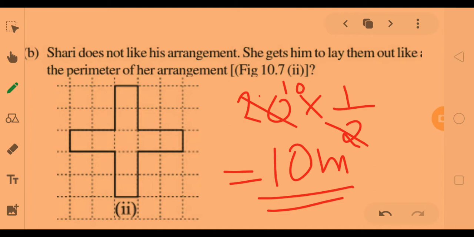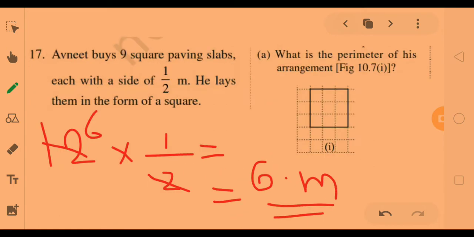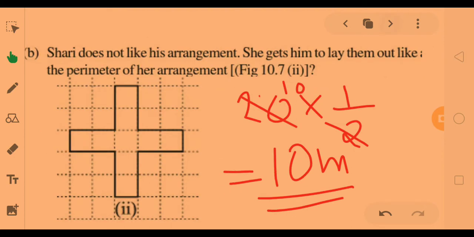If a figure is given in a square sheet, in square form, we will count the number of edges. So in this problem, it is given that the side measure is half meter. So each side we count as half. For the first arrangement in this square, there were 12 edges, each measuring half meter. So we get the perimeter to be 6 meter. In the second arrangement, the cross-like arrangement, there were 20 edges, each having half meter side measure. So by taking them together, we got 10 meter as the perimeter of this.